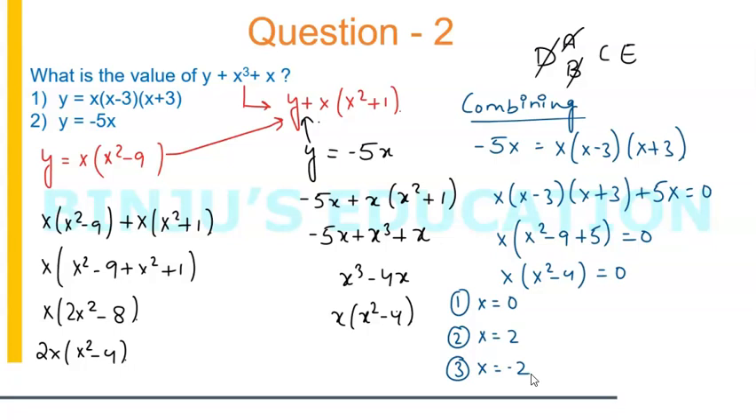So y is equal to negative 5x, or you can put it in y is equal to x into x minus 3 into x plus 3. It's one and the same thing, right? So if I put x is equal to 0 in y is equal to negative 5x, I should get y as 0. In the second case, I should get y as minus 5 into 2, that is negative 10. And in the third case, I should get y as positive 10, because x is negative. So x is 0, y is 0, x is 2, y is negative 10, x is negative 2, y is equal to 10.